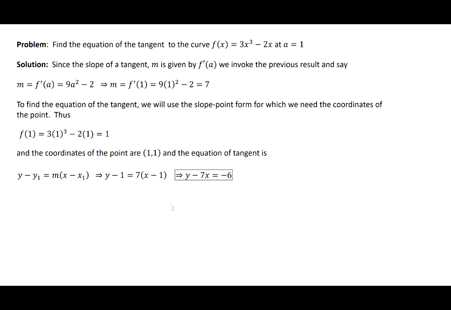Cool. So now we can apparently find the equations of tangent lines to curves at whatever point we are asked. That's the beauty of this.